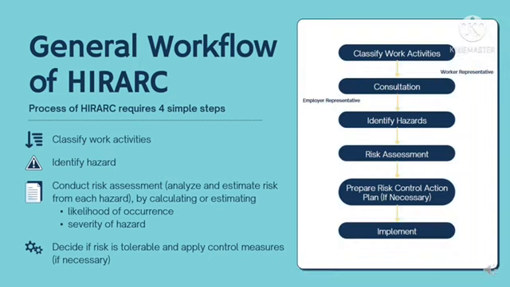Next, in the box we can see the general workflow of HIRARC. This process of HIRARC requires only 4 simple steps. The first one is classify work activities, identify hazard. Then, conduct risk assessment, analyze and estimate risk from each hazard by calculating or estimating the likelihood of occurrence and severity of hazard. And the last one is decide if risk is tolerable and apply control measures if necessary.